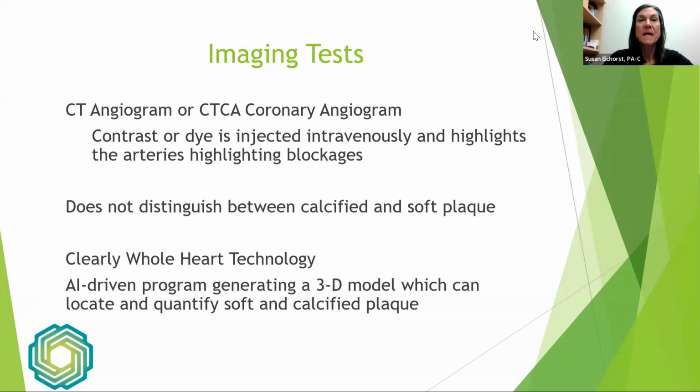You can also ask for a CT angiogram. CTCA is another word for that. And here we inject dye or contrast into a vein and watch this intravenously light up the arteries to the heart. It again does not distinguish between calcified versus soft plaque, but you can now have that CT angiogram put into an AI-driven CT or a computer program that will generate a 3D model. And now they can manipulate that and quantify the amount of soft plaque and calcified plaque, which then can help a provider give a little better idea of how do we want to minimize this and what's recommended.